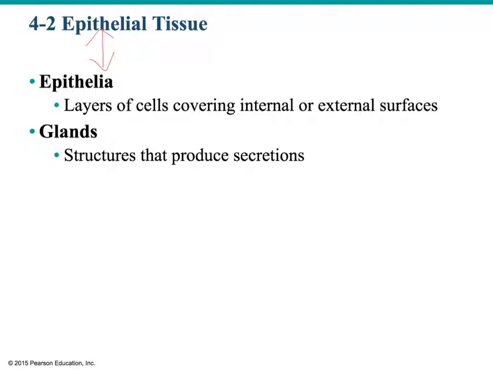Okay, and glands are structures that produce secretions. So anything in your body that secretes something, maybe it secretes a hormone or a chemical or sweat, those are glands, and glands are epithelial tissue as well. So epithelial tissue covers a surface or it's a gland.